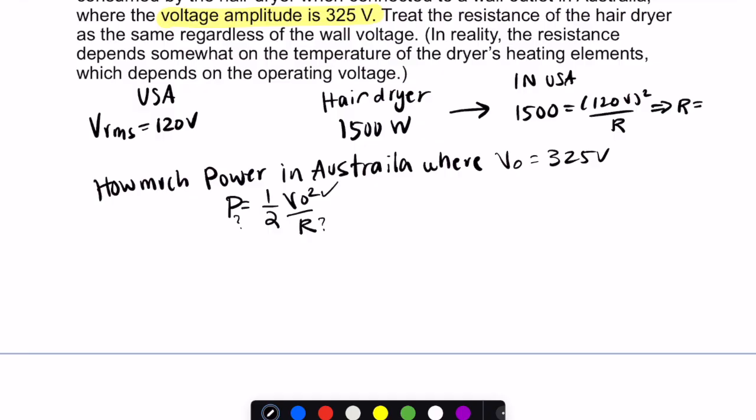Which is 9.6 ohms. So now I have R. So now I can figure out how much power is consumed in Australia. So V naught is 325 and the resistance was 9.6. So how much power is that hairdryer taking in?